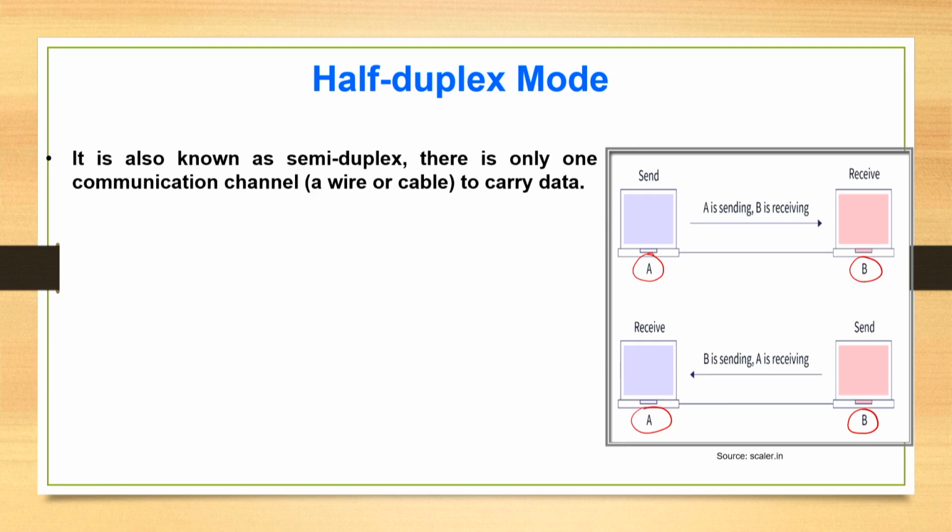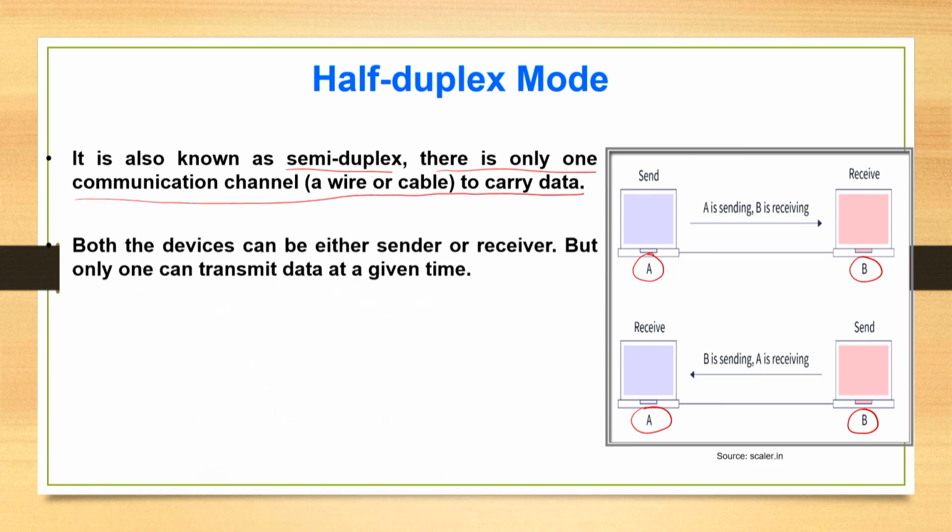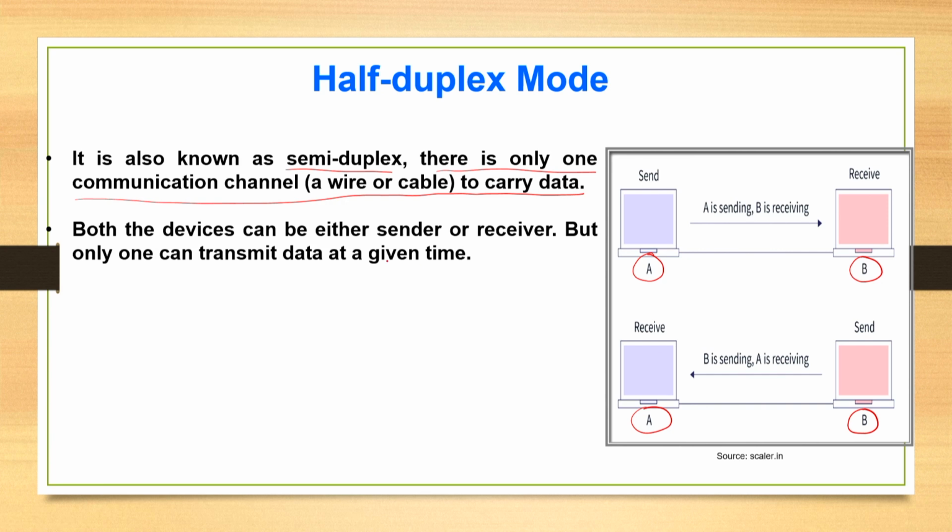Why is it half duplex, or you can say semi duplex? Because there is only one communication channel, a wire or a cable, to carry the data, and both the devices can be either sender or receiver, but only one can transmit data at a given time.